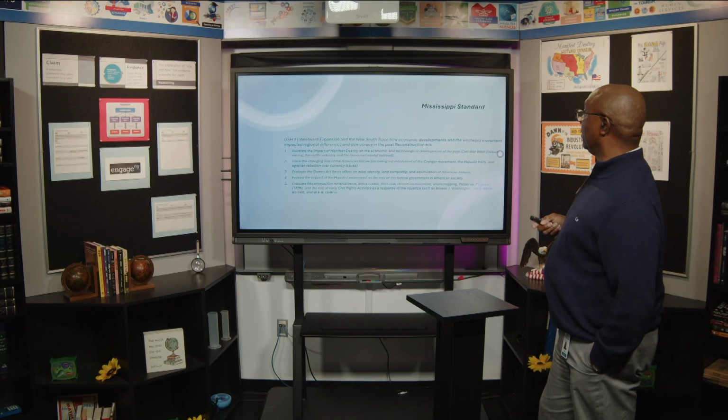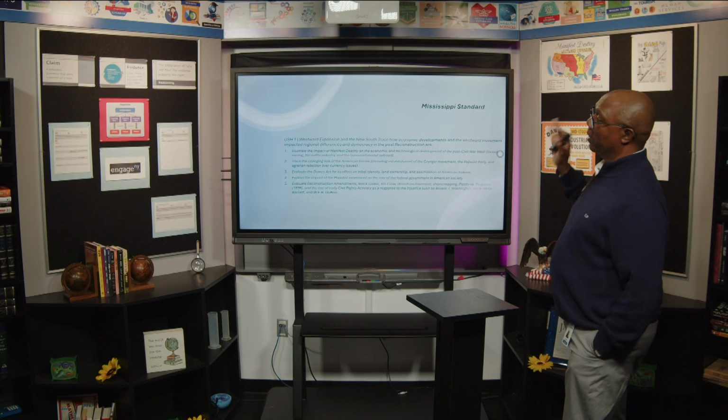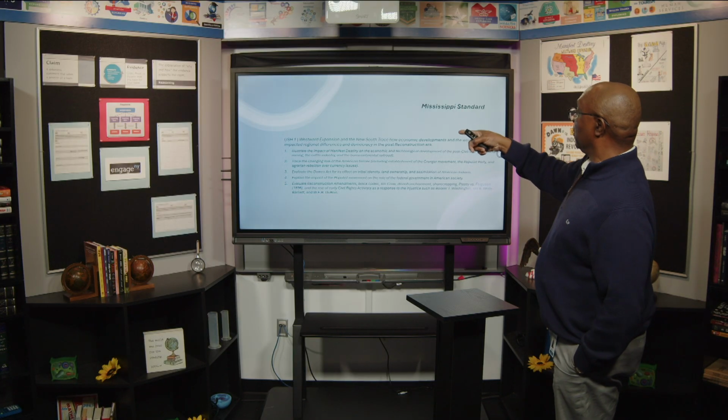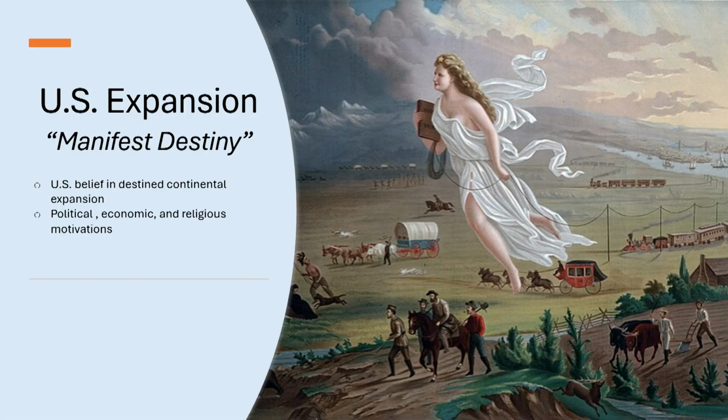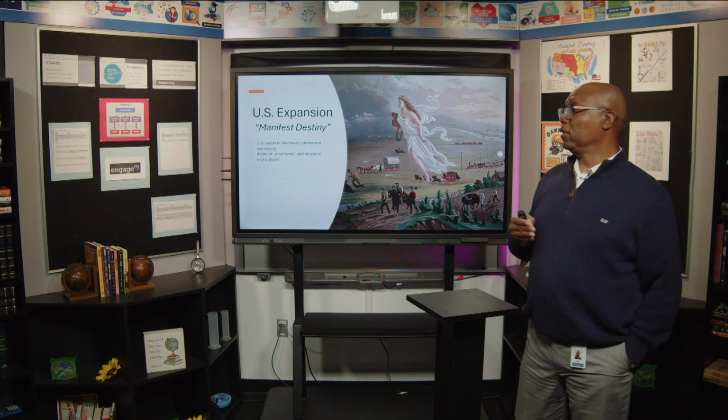Today we're going to concentrate on Standard 1, Westward Expansion and the New South: trace how economic developments and westward expansion impacted regional differences in democracy in the post-Reconstruction era. This is our standard, and we'll have 5 supporting objectives that go along with that Mississippi standard for U.S. history. We're going to start by talking about Manifest Destiny, and in the second lesson today, we'll start with the Gilded Age.